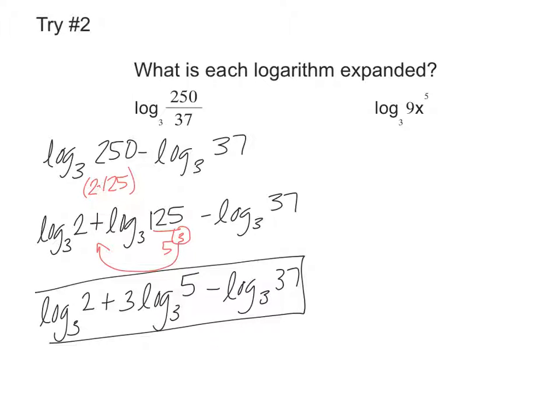It's not touching 9x as if it's in parentheses, okay? So with that being said, we need to split up the product first and get log base 3 of 9 plus log base 3 of x to the 5th. Okay, log base 3 of 9, think about it. 3 to the what power gives us 9? That's going to be 2.